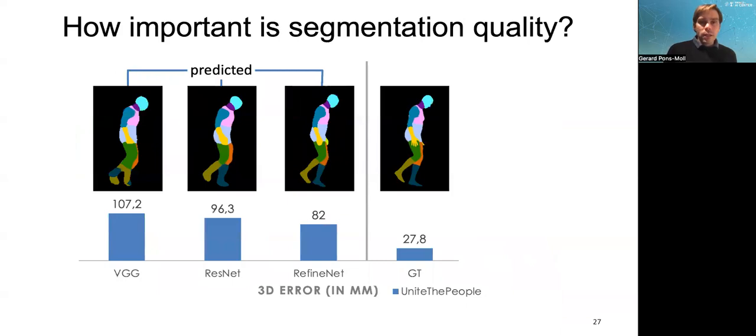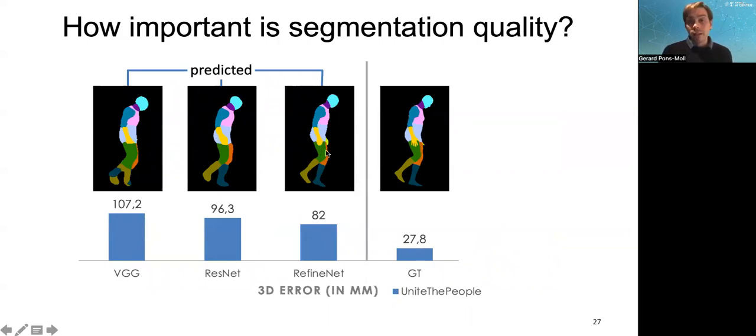Okay, so here, in this paper, they compared different types of segmentations based on different deep learning models like VGG, ResNet, RefineNet, and so on. RefineNet was the more accurate semantic segmentation. And as you can see, the more accurate the semantic segmentation, the better the error.